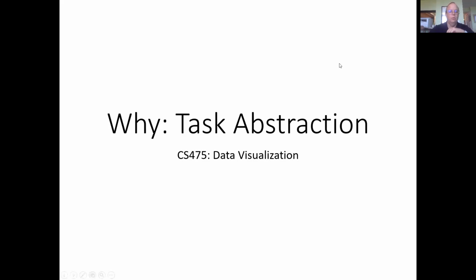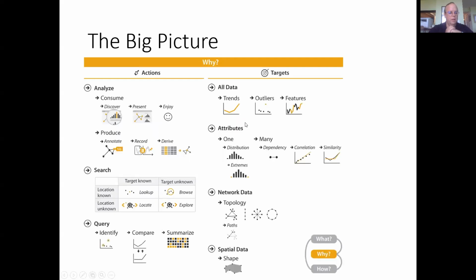So as usual, the chapter starts with Munzner's The Big Picture. And in this chapter, we're looking at why tools are being used. And there are three ways that a tool can be used. One is to analyze data, two is to search through data, and three is to query data.